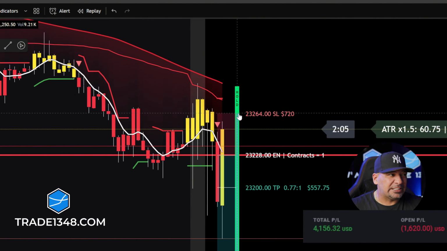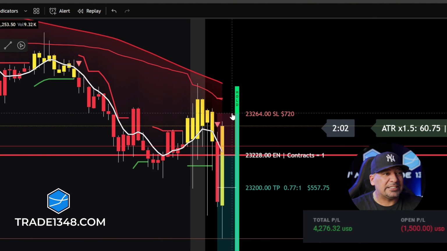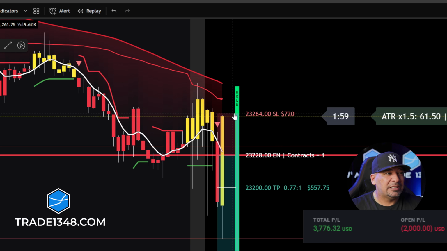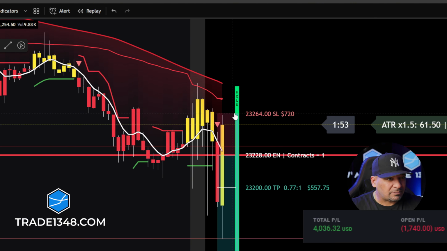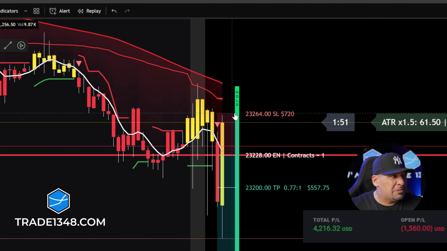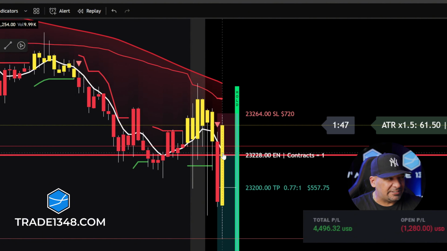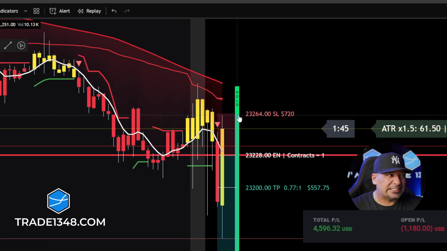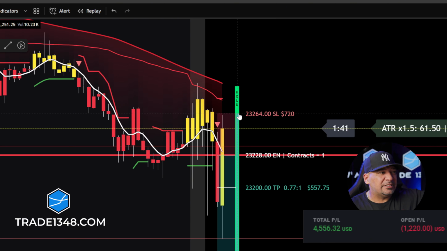Now, if I get stopped out, I get stopped out. This is where my risk is right here. If I get stopped out, guys, I get stopped out on the candle close. Let's see what happens. Right? Still profitable on the day. I had to take that trade because I've seen this sequence before. I just had to. I'm going to let this unfold. I'm going to let it play out.